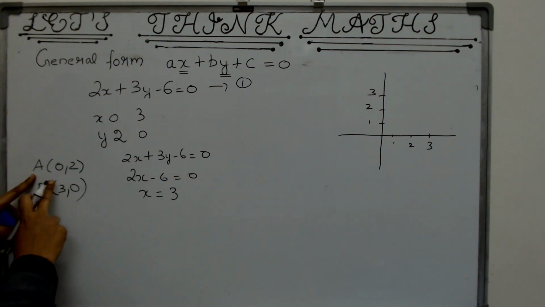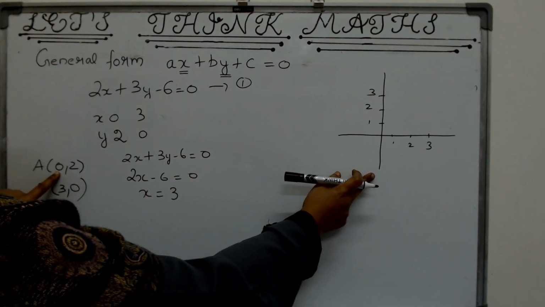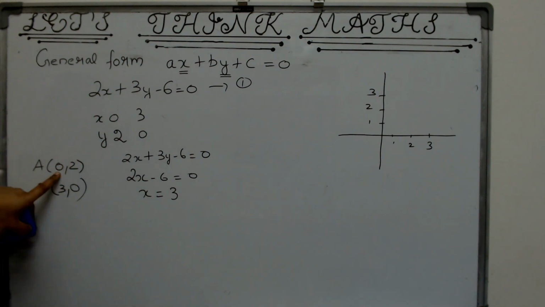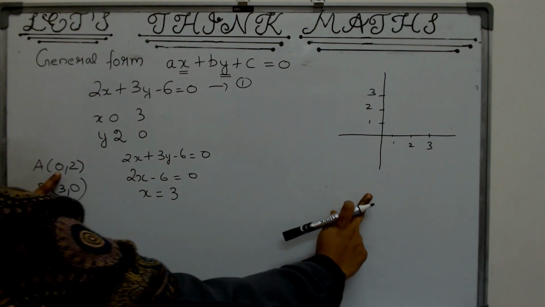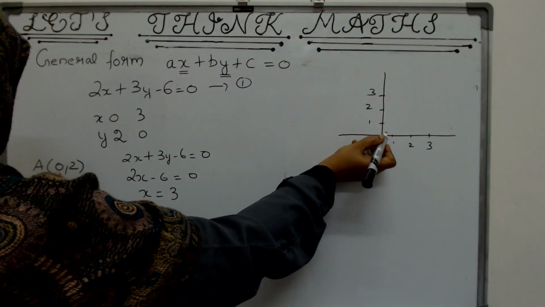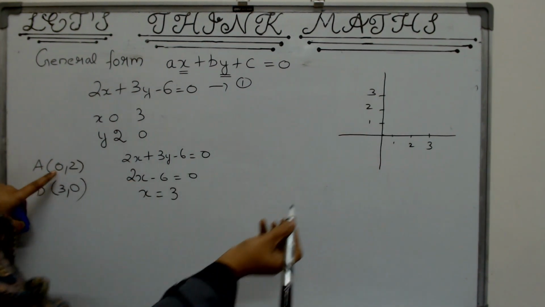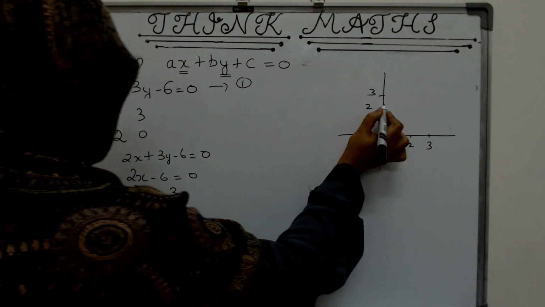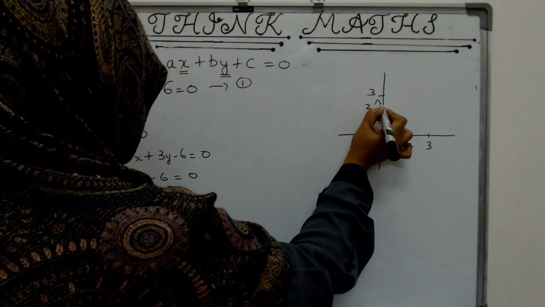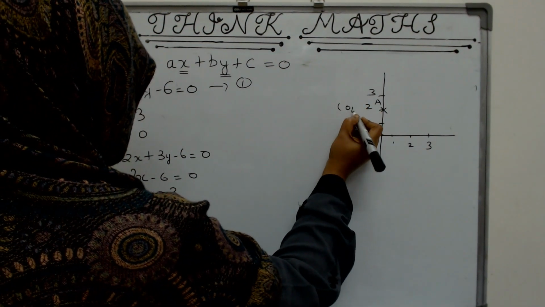What is the first point? X coordinate is 0. Where is the x coordinate 0? X coordinate is 0 in the y axis. So here, see, here all x will be 0. So there 0, 2. This is your first point, which is 0, 2.